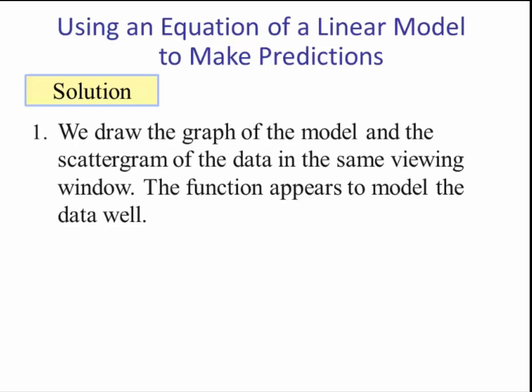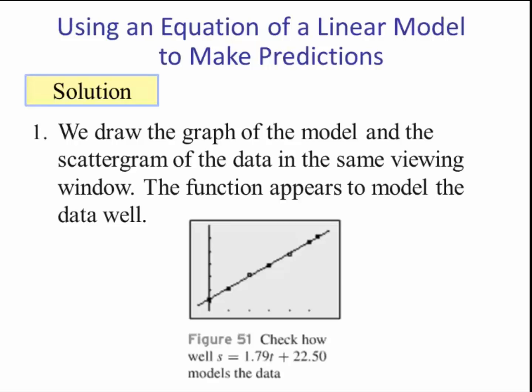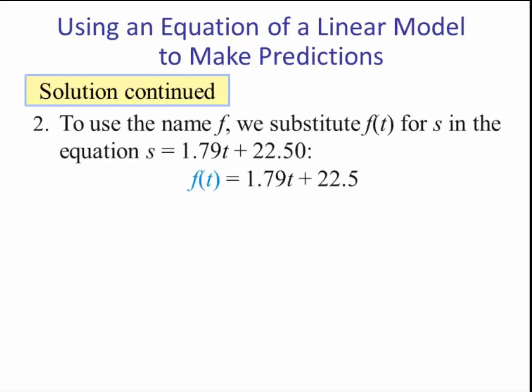Solution. Number 1, we draw the graph of the model and the scattergram of the data in the same viewing window. The function appears to model the data well. Number 2, we use the function name f, so we substitute f of t for s in the equation s equals 1.79 t plus 22.5. So here's our equation in function notation.